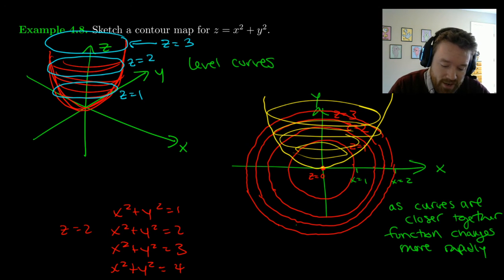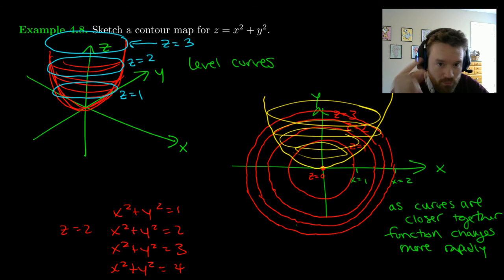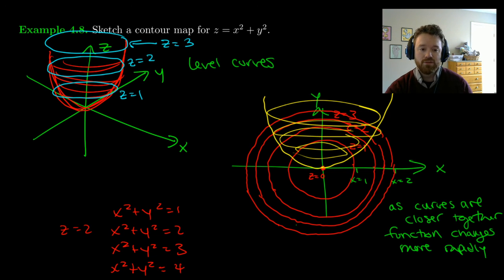If I was trying to find a path up Lonesome Mountain, I might look for curves that were farther apart, so my walk was a little more gentle. If I wanted to get right up there, then I would go up the steepest slope. We'll look at a lot more examples of these in the workshop, but that's the idea here. This is our first glimpse at what a contour map tells us.